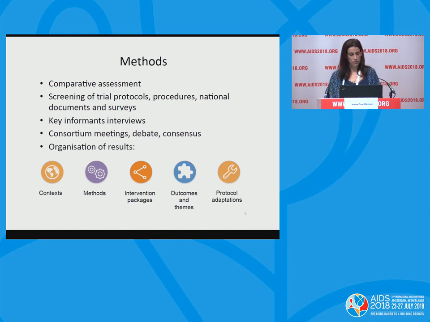And we opted for 5 main result areas, basically presenting the study context in which the trials have been implemented, the methods and the design, the content of the intervention packages and universal test and treat interventions, the themes and main secondary outcomes that had been investigated, and also some of the protocol adaptations and modifications that happened throughout the course of the trial.